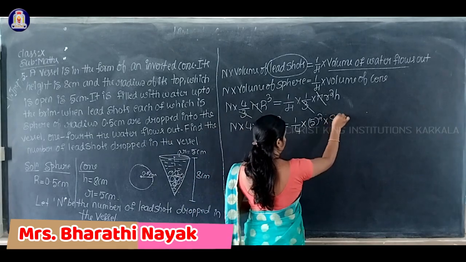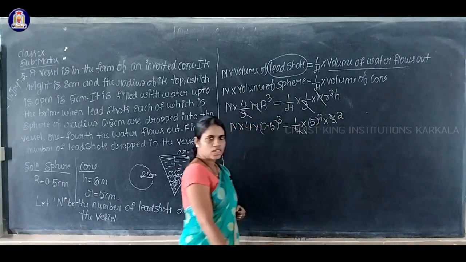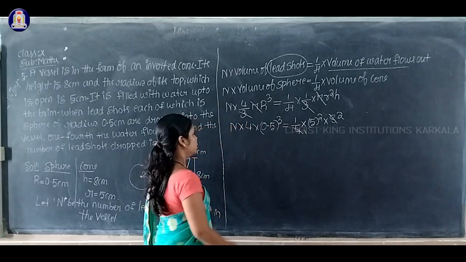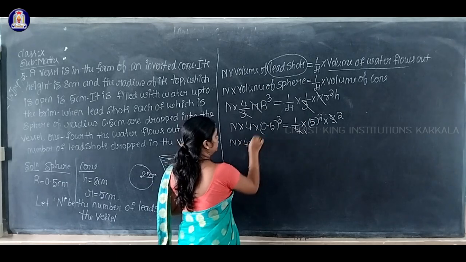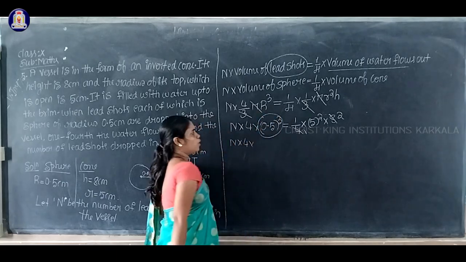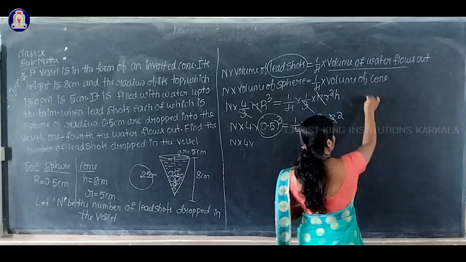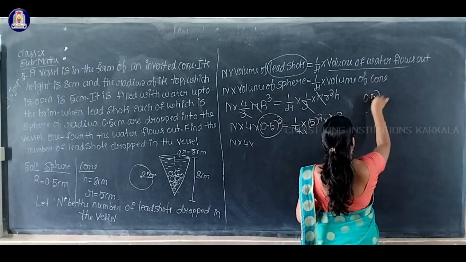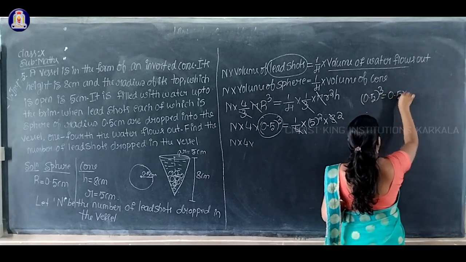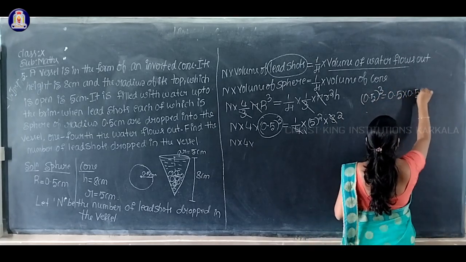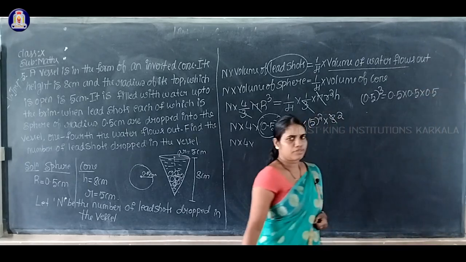Okay, students, can I simplify? 4 1s are 4, 4 2s are 8. Yes, okay, so now n into 4 into, what is the value of 0.5 whole cube? Okay, 0.5 whole cube is nothing but what? Multiply 0.5 three times. 0.5 into 0.5 into 0.5, three times.